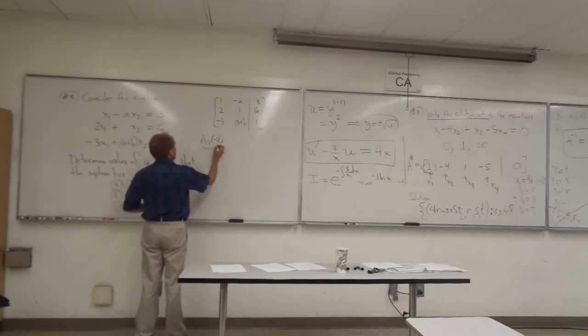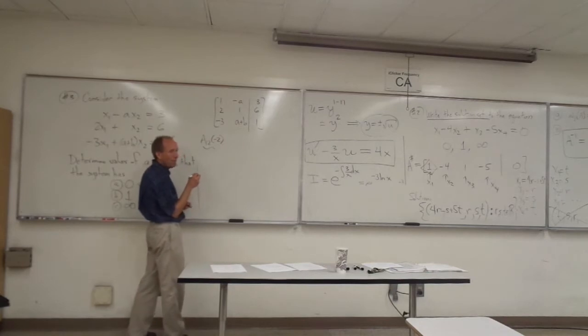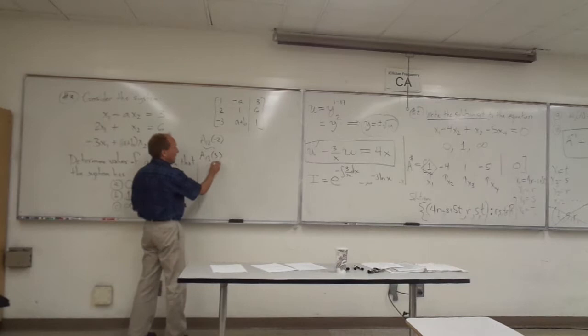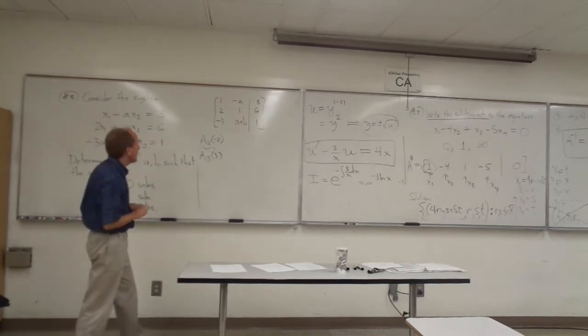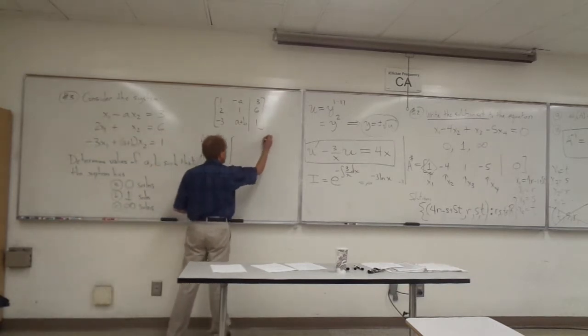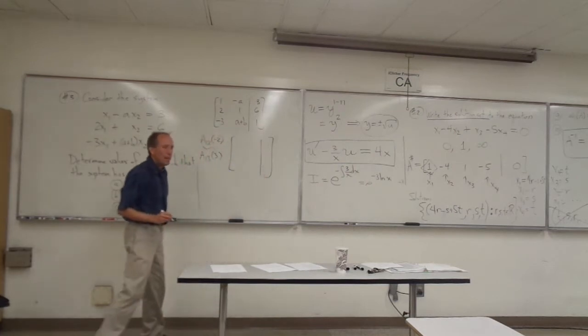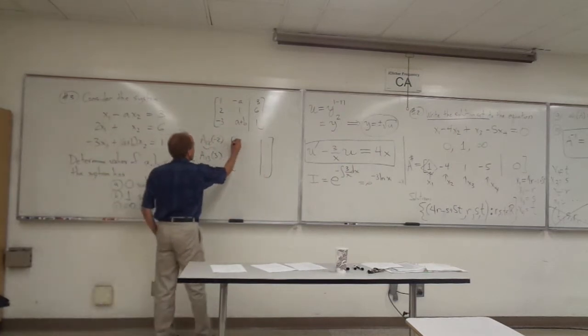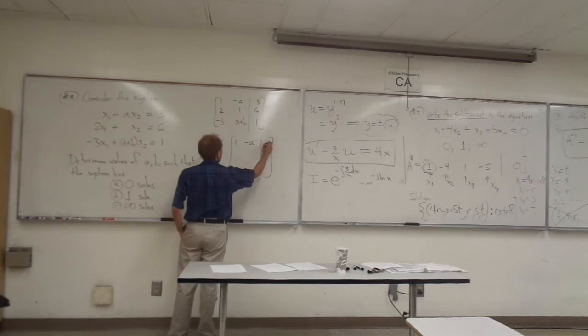A1,2 of negative 2. And is there another step we can do at the same time? A1,3 of 3, right? Okay, great. So I hope everybody's getting kind of efficient with these ERO steps. It really helps. The first row didn't change at all: 1, negative a, and 3.